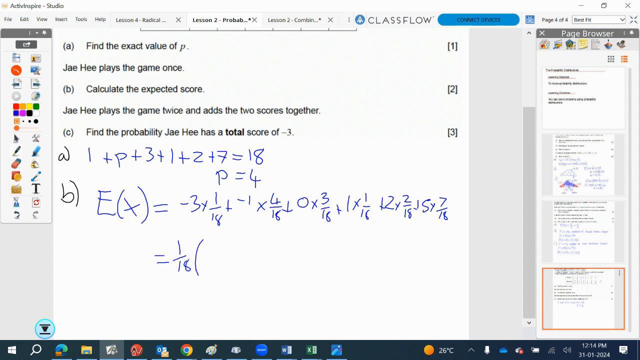This first one is minus 3 times 1, minus 3. This next one is minus 1 times 4, minus 4. This is 0 times 3, so we can leave that. This is 1 times 1. This is 2 times 2. And this is 5 times 7.